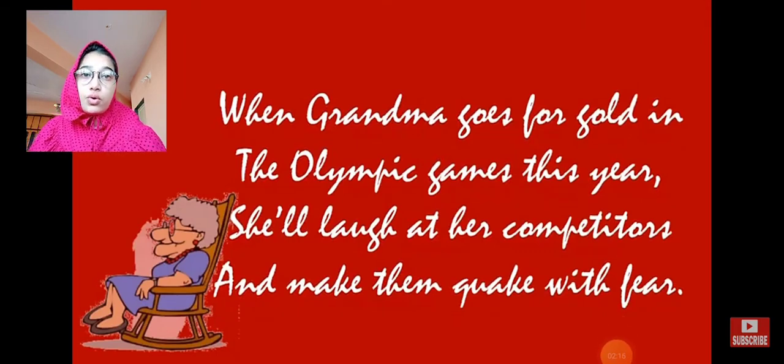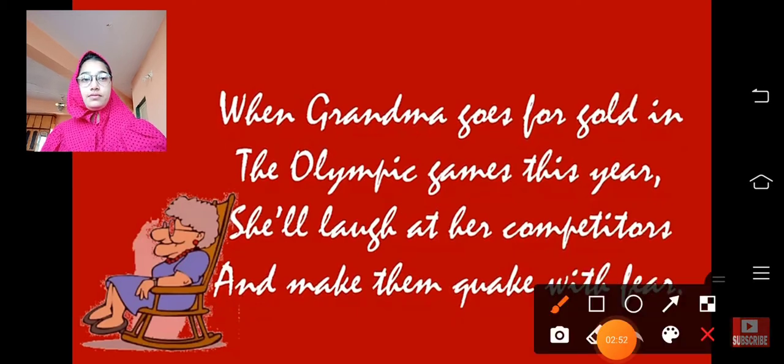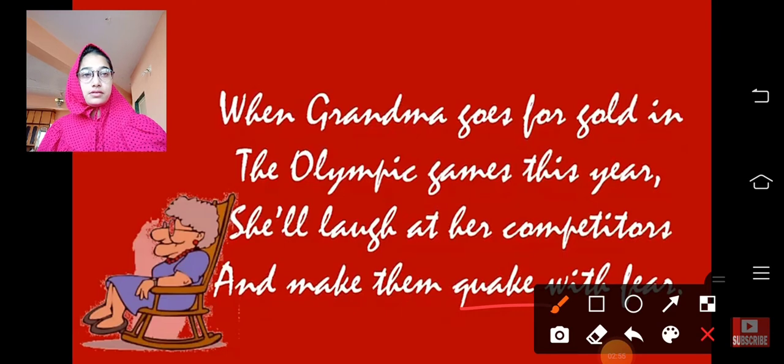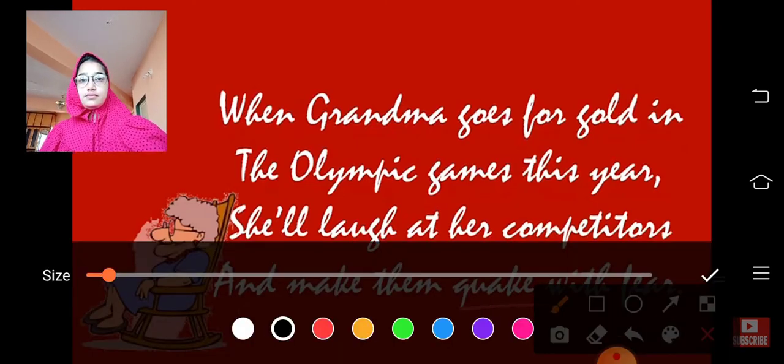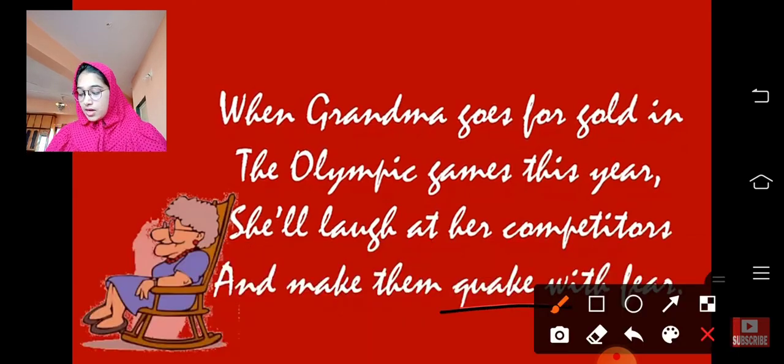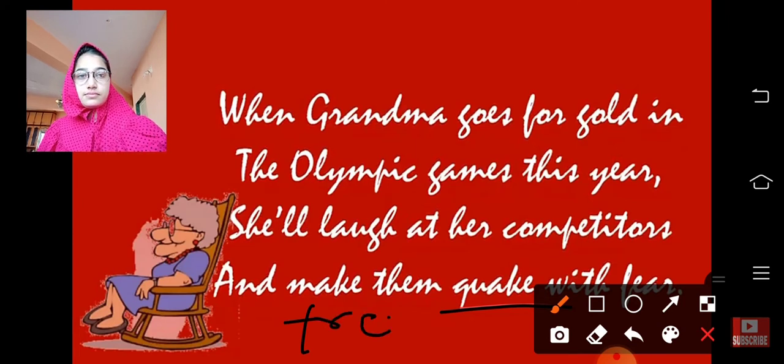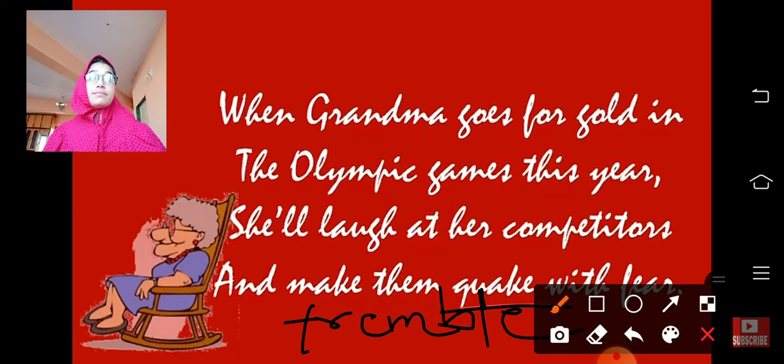When grandma goes for gold in the Olympic Games this year, she'll laugh at her competitors and make them quake with fear. So what does this first stanza of the poem say? When grandma goes for gold in the Olympic Games this year, so she is going to participate in the Olympic Games this year, she'll laugh at her competitors and make them quake with fear. Here, quake means tremble. Tremble means shake.